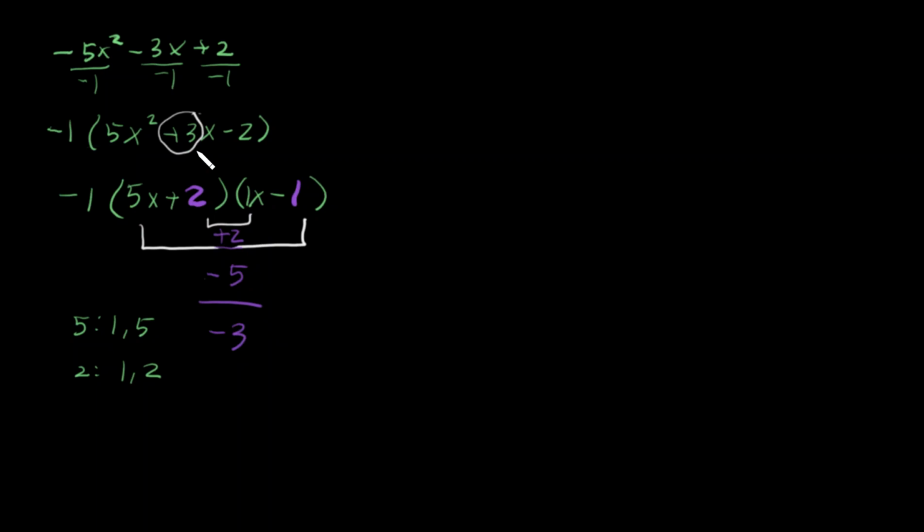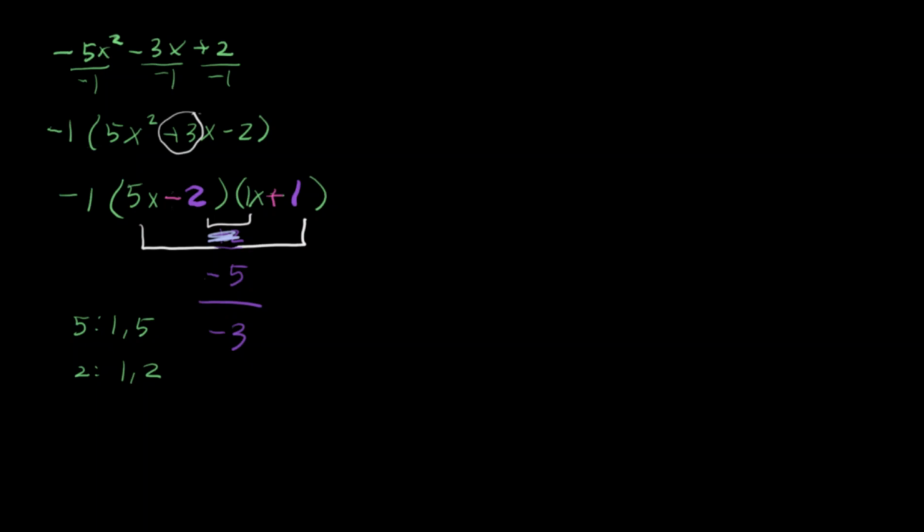I need a +3. So what do I do? I am going to switch the signs. So these two signs are going to be switched. So I'm going to put a negative there and a positive here. So now let's go ahead and test that out.